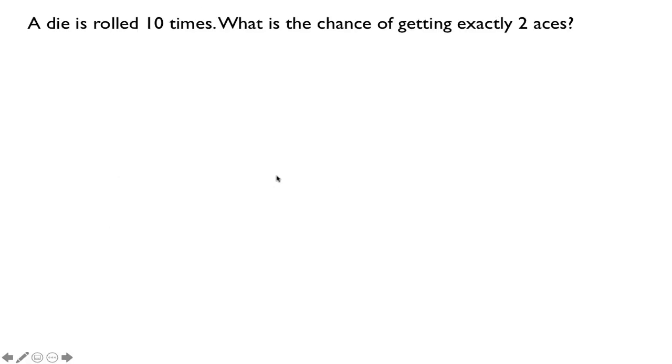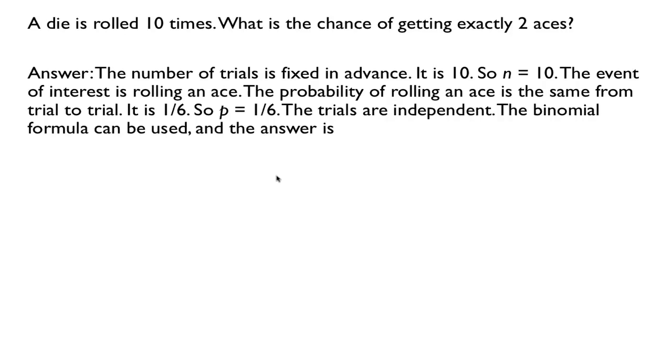Let's do some examples. So let's say we roll a die 10 times. We want to find the chance of getting exactly 2 aces. So let's see what all these variables are. In this case, the number of trials is 10, so n is 10. And then we were interested in rolling an ace. So that's basically what p is. The probability of getting an ace when we roll a die is 1 out of 6. So p is 1 out of 6. P is the event that we're interested in, which is getting an ace.